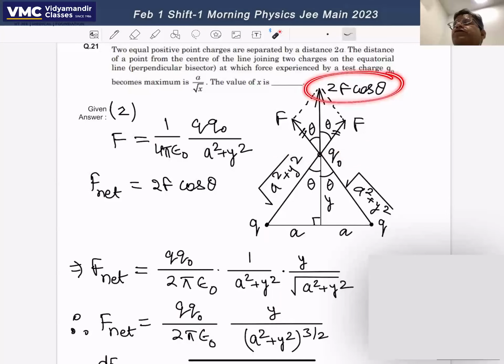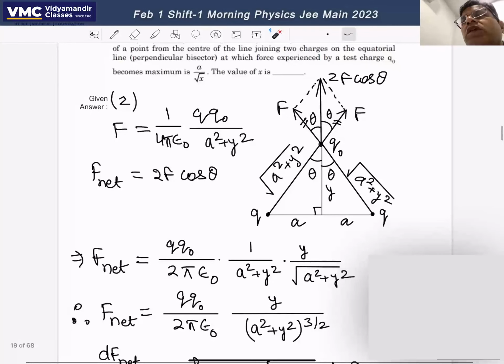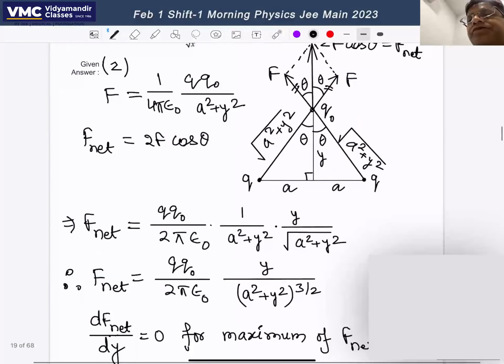So the resultant force we get due to these two forces F and F by the charges Q and Q will be 2F cos theta, where F is the force between Q and Q0. So that will be 1 upon 4 pi epsilon naught Q Q0 divided by the distance square, that is the hypotenuse square. So this is the net force, which will be 2F cos theta.